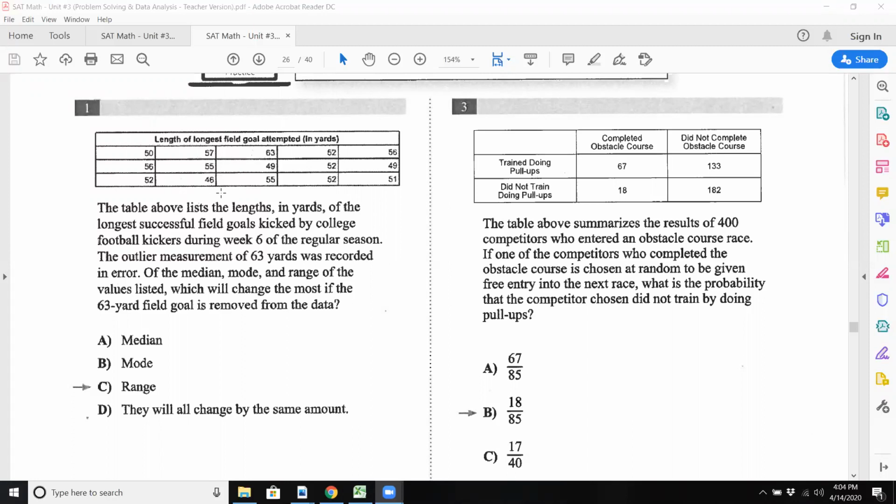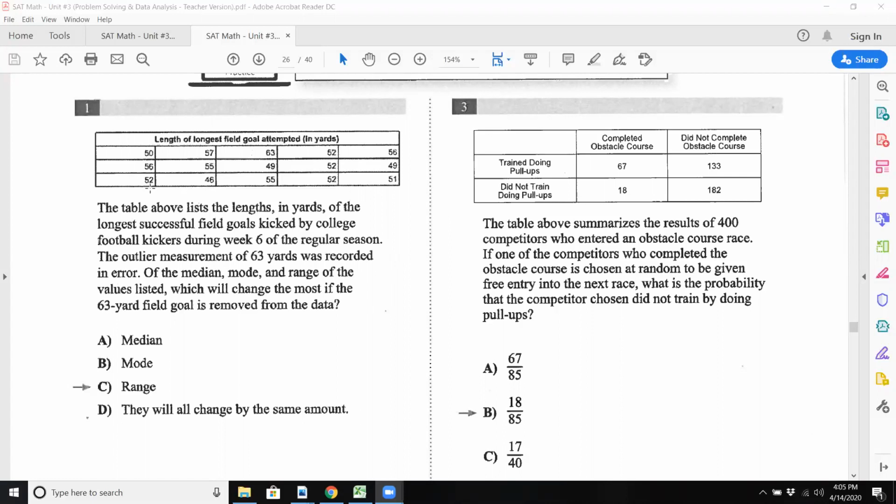The mode is the most often, and it looks like 52 is the most often. So that stays the same. That didn't matter if you took 63 out of the mix here. The median maybe would change. I don't know. You could rank them, but I would suspect it wouldn't change that much because they're all kind of pretty close together. I know D doesn't make any sense because the mode didn't change, the range did. So yeah, I would say C. If you want to actually calculate the median, you could, but I think it's a waste of time. I think just by inspection, you'd realize it has to be the range.